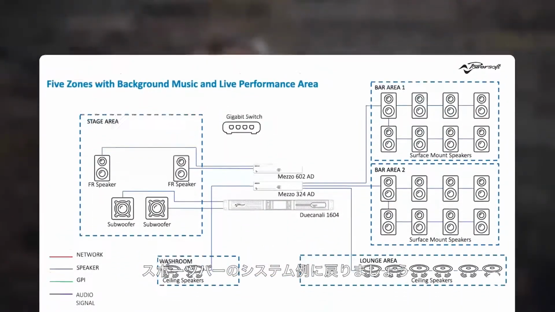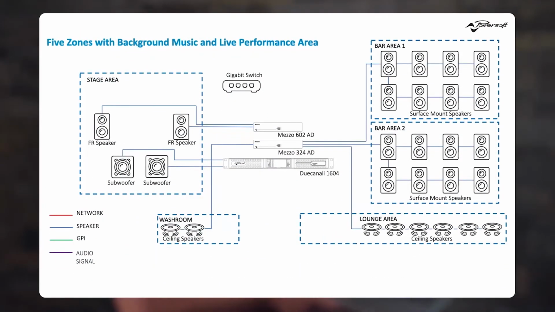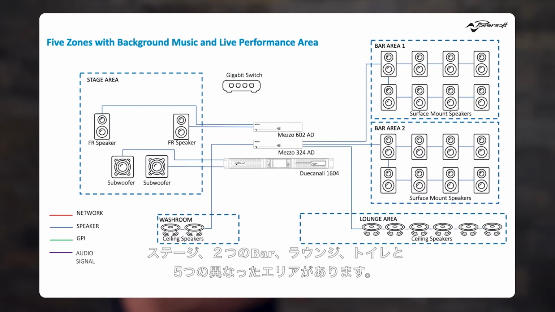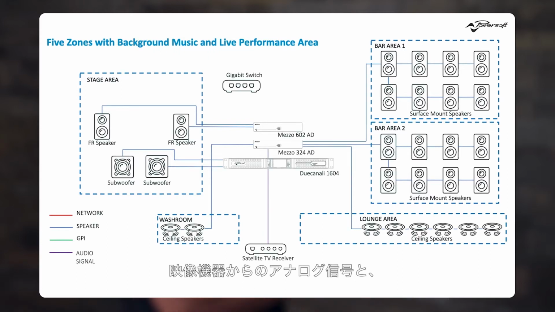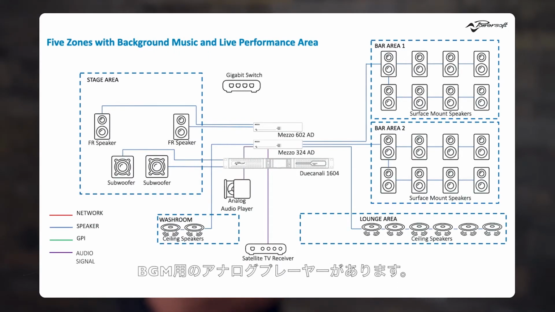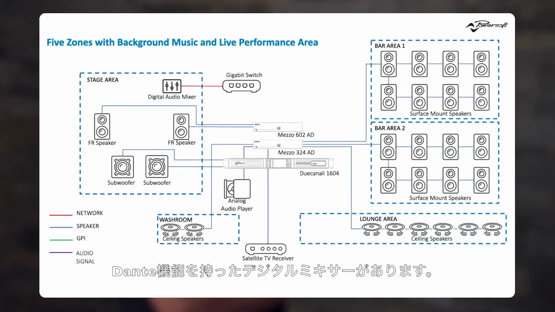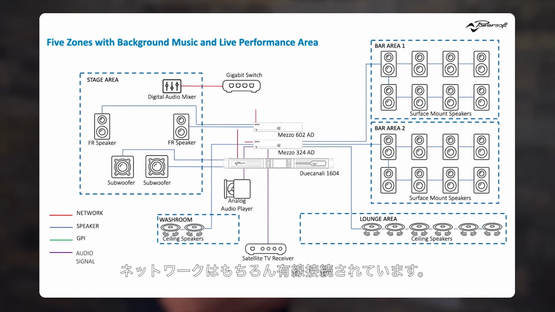So again, let's go back to our sports bar and lounge example. And you see all the different zones: a stage area, 2 different bar areas, a lounge area, washrooms. And actually we can connect them all to the network and connect all the loudspeakers in this system. Now if we add some sources, we can have the TV satellite receiver, we can have the analog audio player or the BGM player, and we can have the digital audio mixer, which is connected on Dante and sends its signals to the system. And this is all wired up into the network, of course.